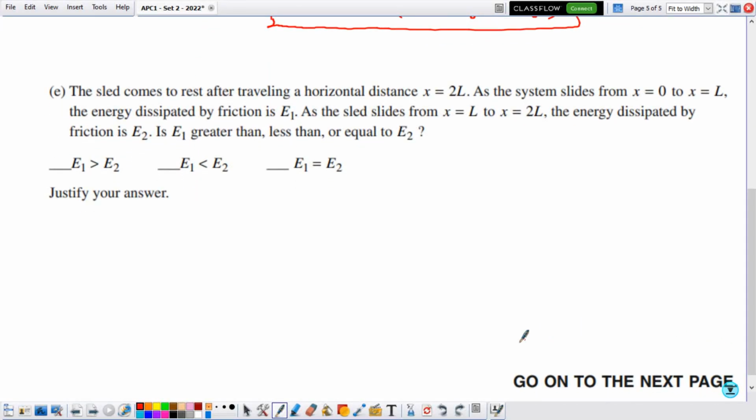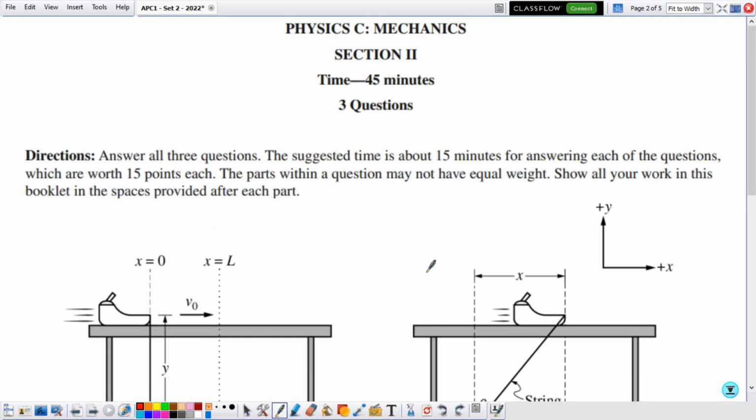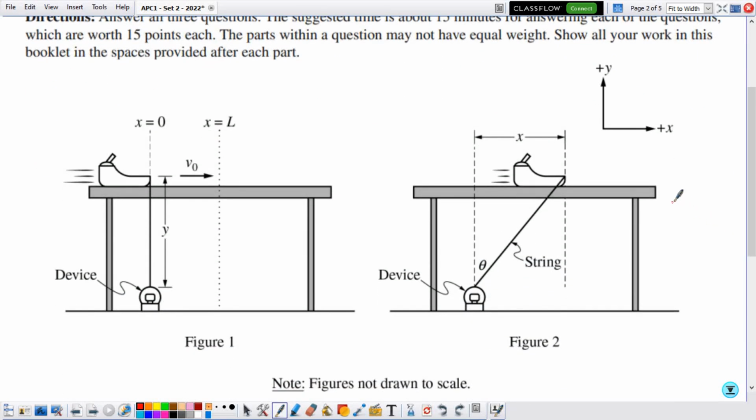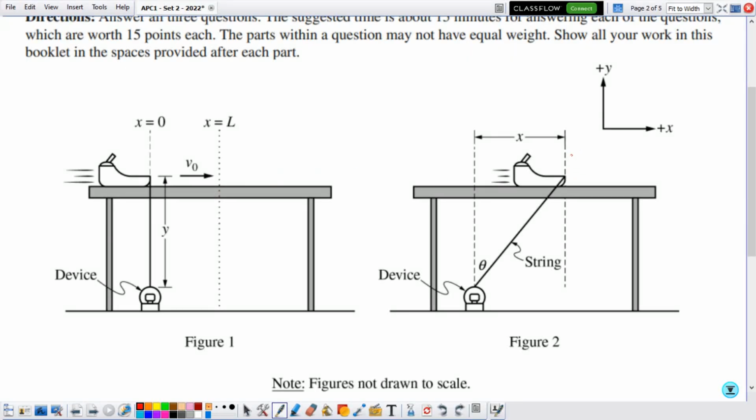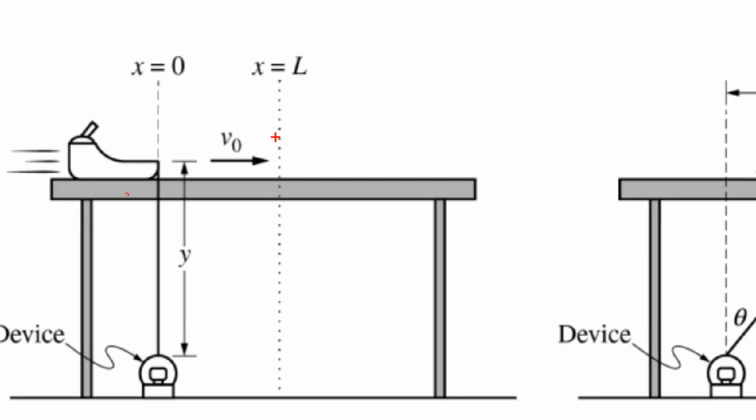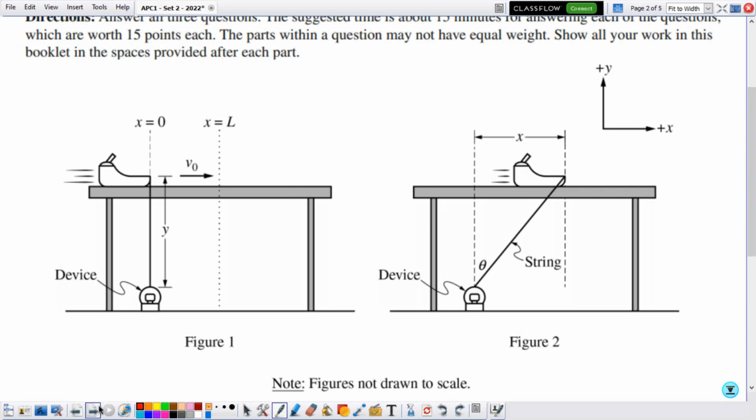Now in part E, they're telling us the sled comes to rest after traveling a horizontal distance x equal to 2L. If you refer to the figures here, in figure 2 they have just represented the position of the sled at any position x. Here, this is x equal to L, so basically the sled will stop here, at double the distance.